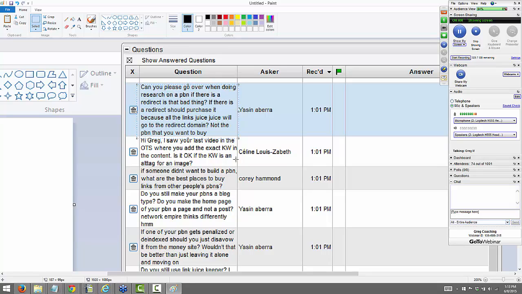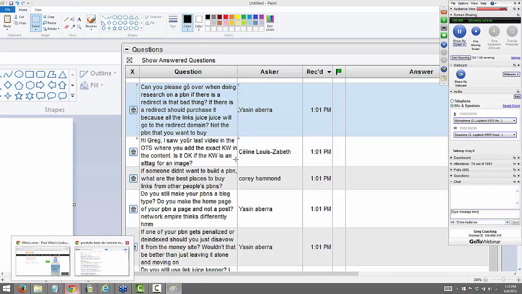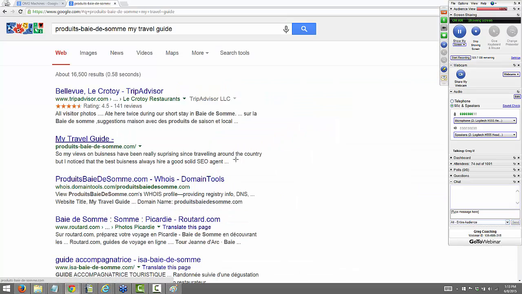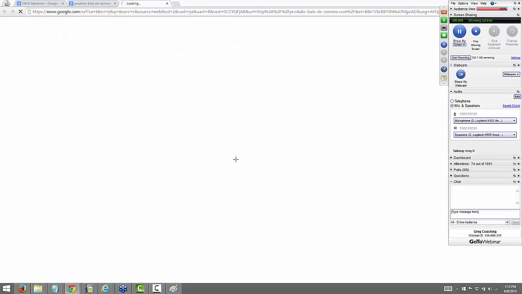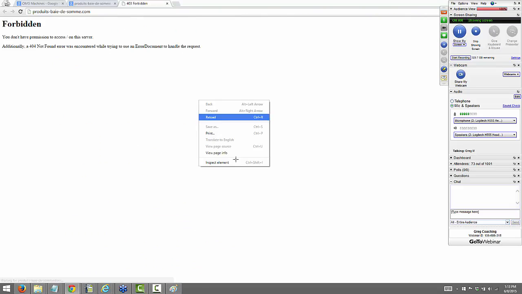And you can always double check by going to the actual links and looking at the page source. So, say this is one of the links going to your PBNs, you could open this up, and then right click. It's taking forever to load. And you would do view page source, and then do a search for the URL to make sure it's in the code.